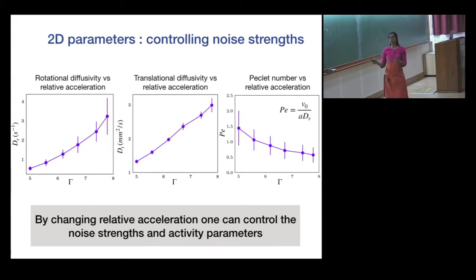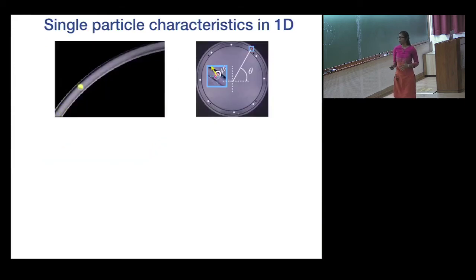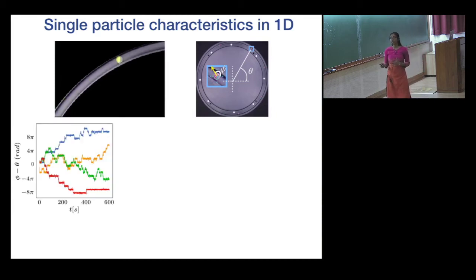Now given these properties of the particles in 2D, what can we say in 1D? This is a typical video of the particles in 1D confined in the channel. Just to remind you, theta is the position of the particle and phi is the internal orientation, and let's see what the typical trajectories look like. If we plot phi minus theta, you can just follow this video.